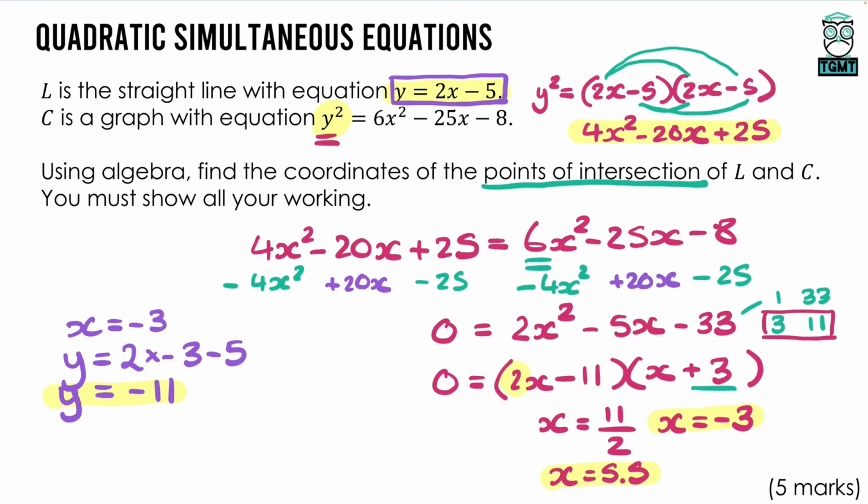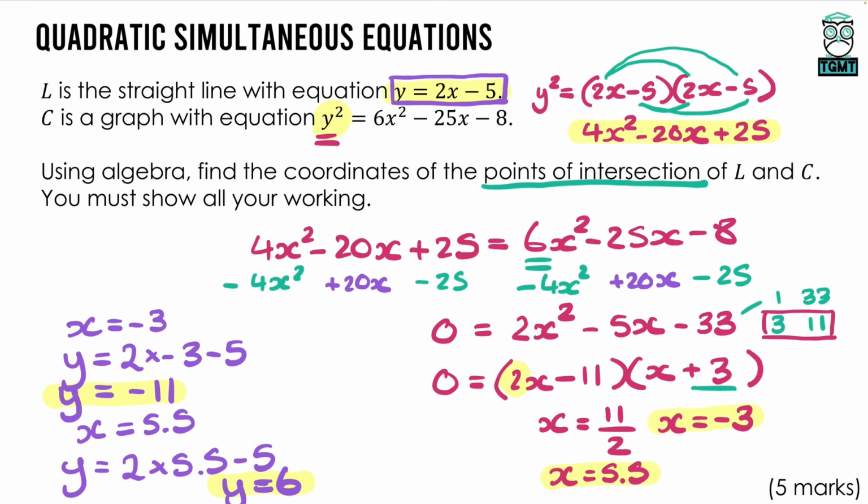For the next one, we had x was equal to 5.5. So y equals 2 times 5.5, definitely going to use 5.5 here, and then take away 5. 2 times 5.5 is 11, take away 5 is 6. So y equals 6. And there we go, that is our second y coordinate there.